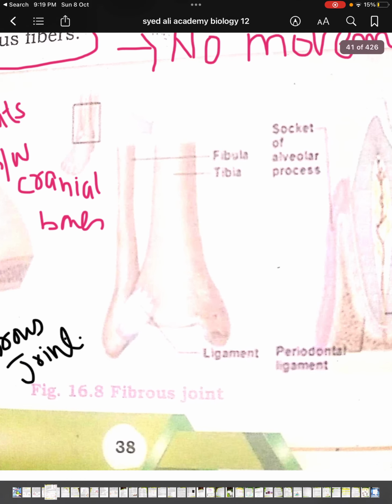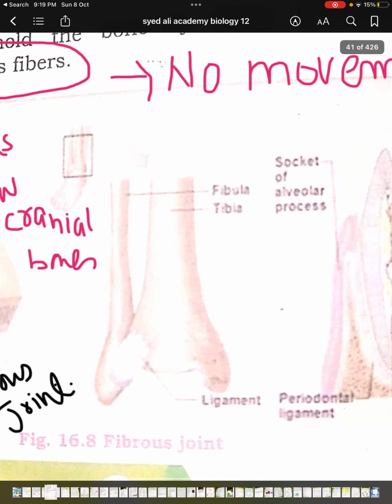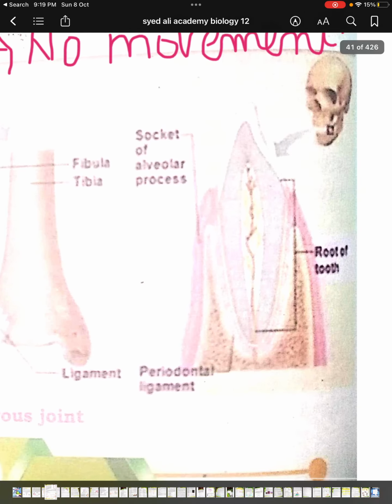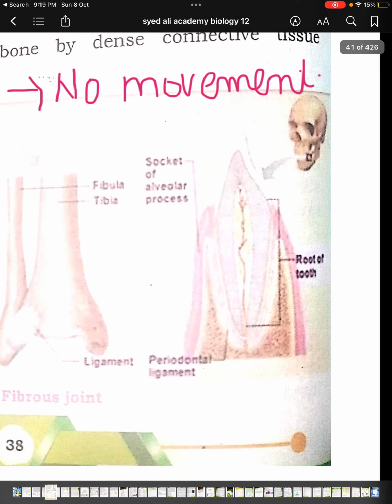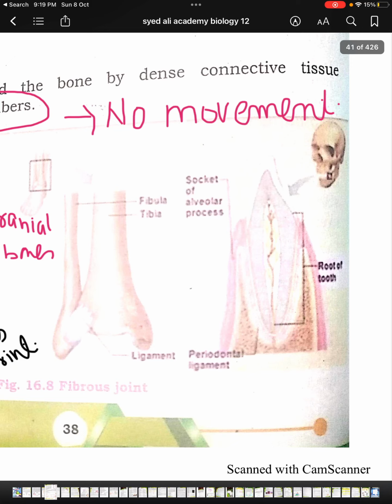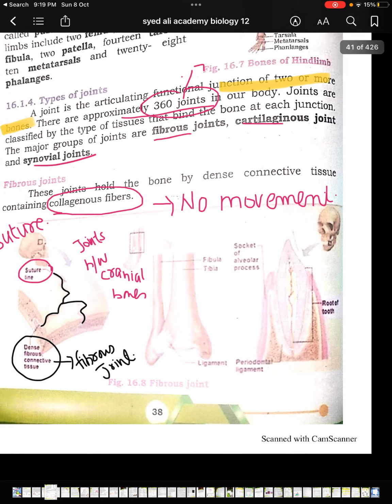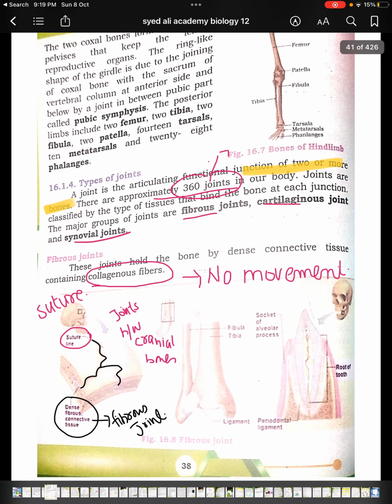Now we have another example: here this is the ligament between fibula and tibia. Then, the root of the tooth in the socket of the alveolar process, held by the periodontal ligament. In our tooth, the root of the tooth, we have this fibrous joint over here, right?